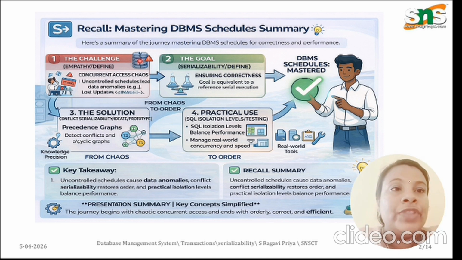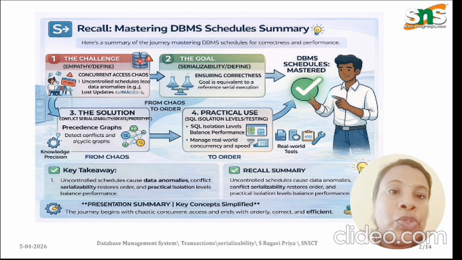So let's recall the previous lecture video topic: mastering DBMS schedules summary. Here's the summary of the journey, mastering DBMS schedules for correctness and performance. The challenge we have encountered is concurrent access chaos. Uncontrolled schedules lead to certain data anomalies. It creates the lost updates problem. So the goal is serializability. It ensures correctness. The goal is equivalence to a reference serial execution.